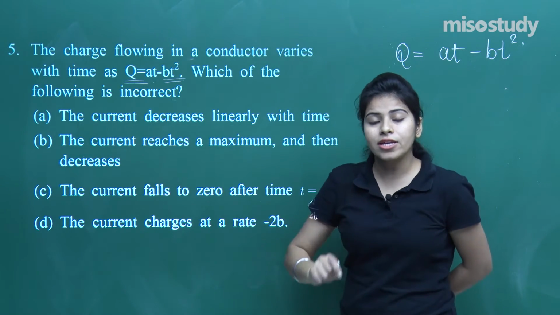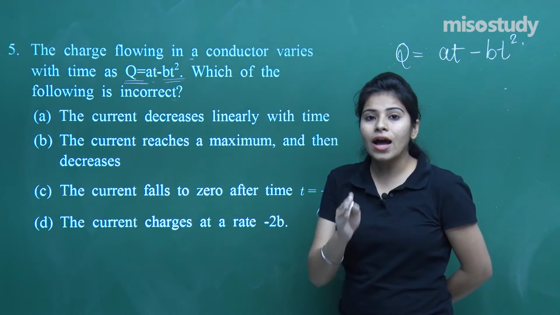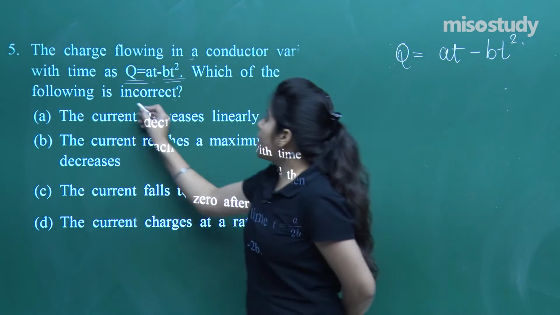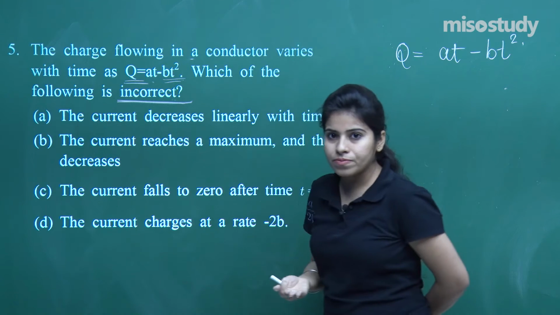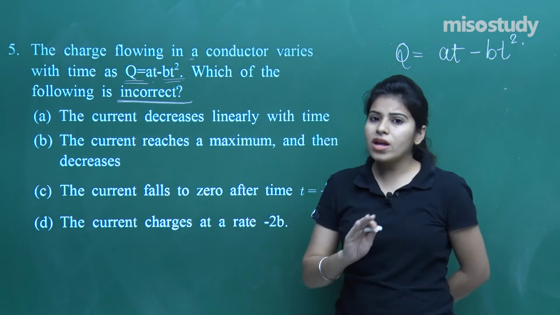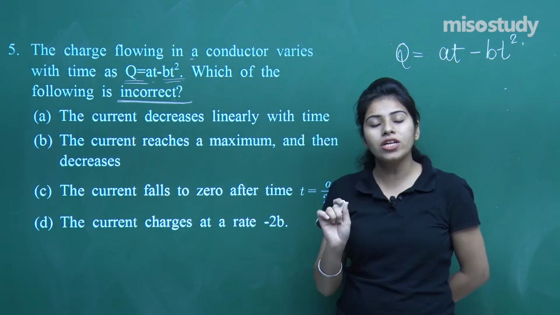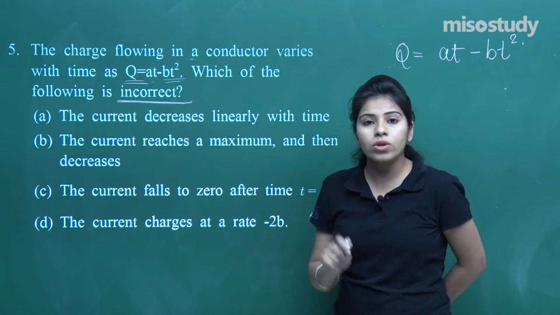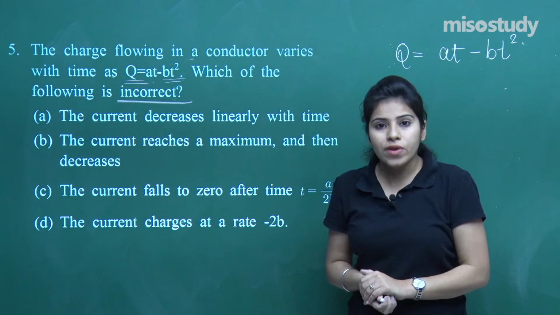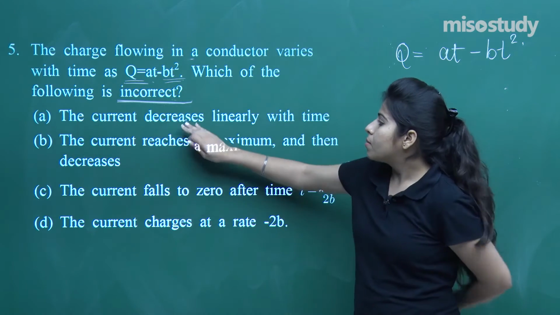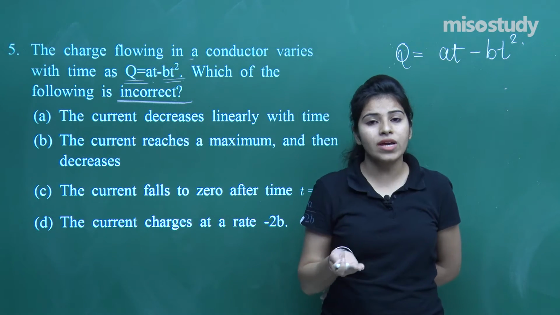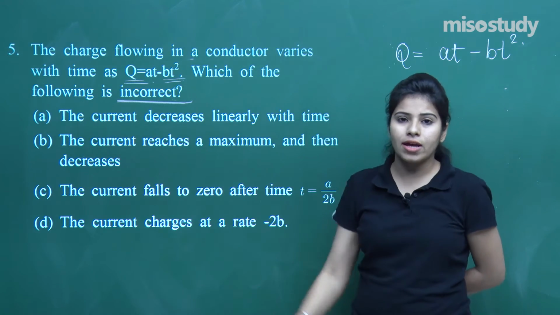Now the important thing here is that you have to tell the incorrect answer, not the correct one. To tell which is incorrect, we don't have enough knowledge about the question. We only know that Q equals AT minus BT square. So we should check these options one by one, and whichever is found to be incorrect, we will take that, right?